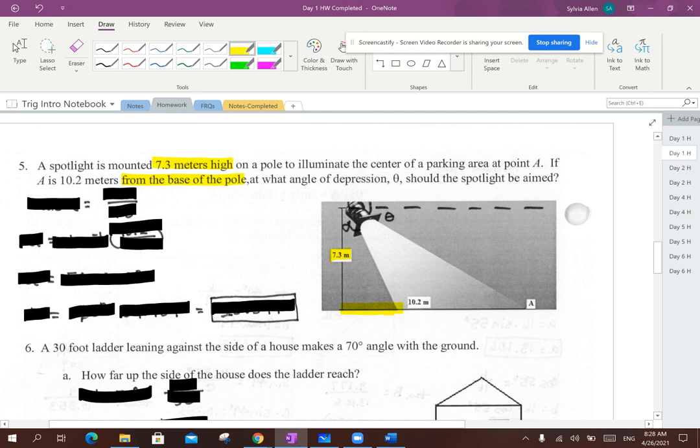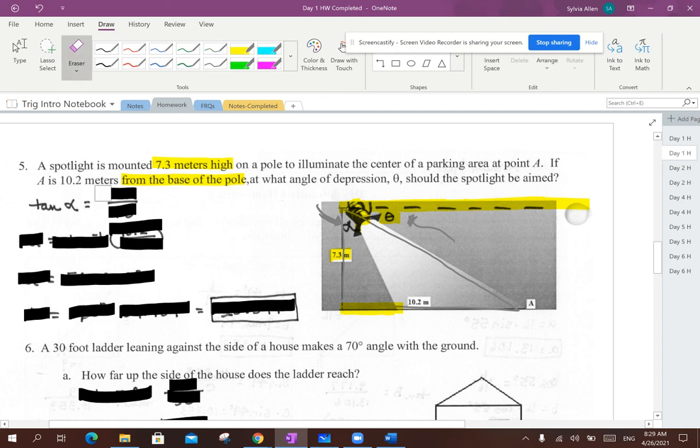And at what angle of depression? Now, angle of depression means you have to draw a horizontal line, and we've got this here. So theta would be the spotlighting. So we need to first find this angle right here because this is our triangle. Okay, so we've got our 10.2 and our 7.3, but we're asked to find this one. But in our triangle, this is the angle that we're looking for. So from this angle, we know opposite and adjacent.